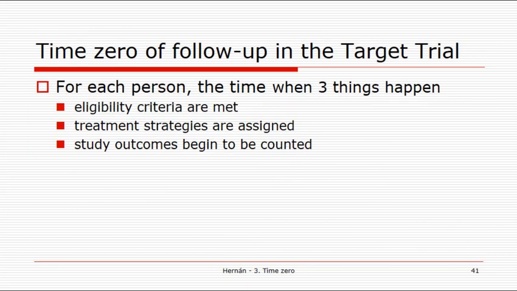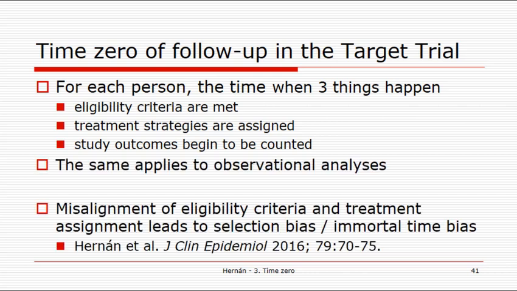And think about time zero in the target trial. If we could conduct a trial, time zero is very well defined. Time zero is the time where three things happen. It's the time when people meet the eligibility criteria, when we assign them to treatment strategies, and when we start counting deaths or heart disease or any outcomes that we have interest in. So time zero is where those three things happen, and they happen at the same time. In observational studies, we should do the same thing. If we are conducting an observational analysis and we want to emulate the trial, time zero has to be the time when those three things happen.